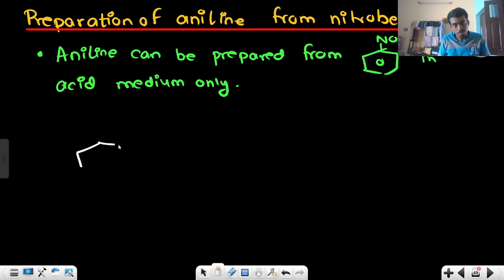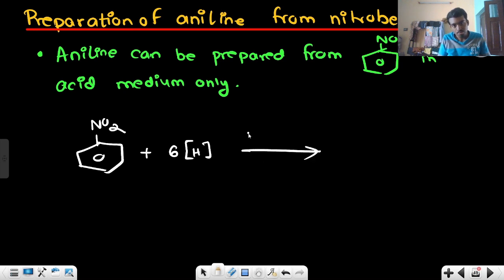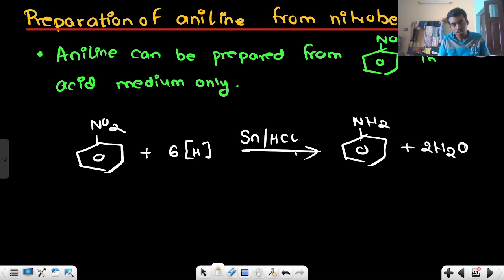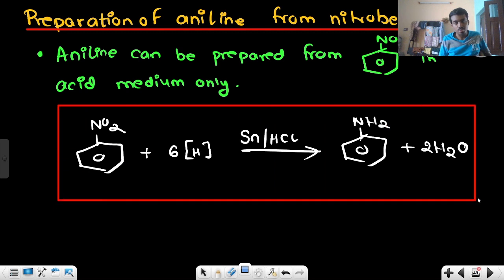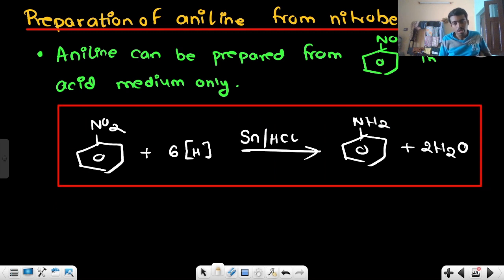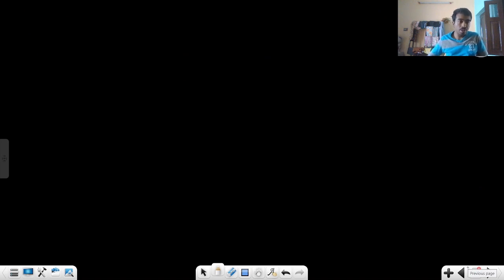So the reaction that you have to remember is C6H5NO2 plus 6 nascent hydrogen in presence of Sn/HCl, you will get aniline plus 2 water. Okay, did you understand this? This is the reaction that you need to remember. Nothing else you will remember. You will remember this reaction for your ISC. Simple. Now let us see how the reactions of nitrobenzene differ according to the medium.